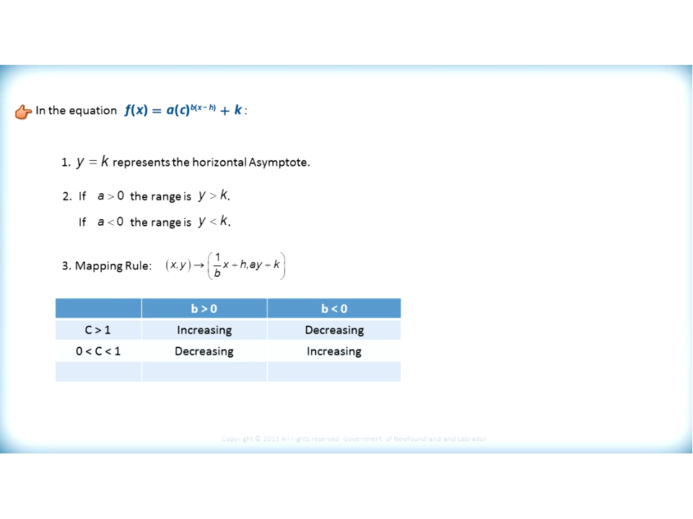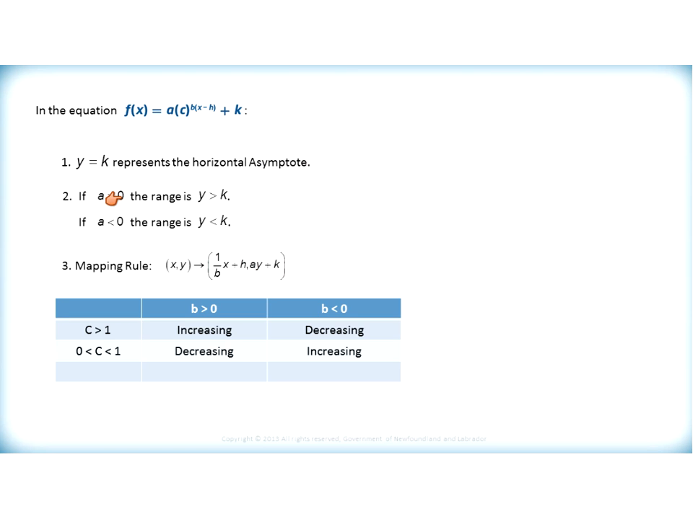Some other things that might be of interest and a few things you might want to remember regarding the equation that you see here. Y equals k represents the horizontal asymptote. And you just saw that a minute ago. If I move the graph up k units, the horizontal asymptote is k. If I move it down k units, the horizontal asymptote is y equals -k. Depending on what the value of k is, will represent the horizontal asymptote.